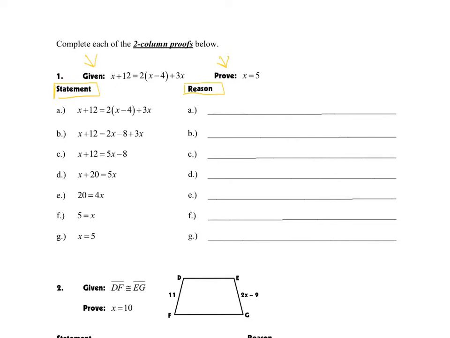So if we look at our first statement here, we can see that that is simply just the given information written down, and that should be our first statement and first reason in any of our two-column proofs. Now we want to look at what has changed from the first statement to the second statement, and we're going to use that as our reason. If you look at what's happened here, this has changed to this because we used the distributive property. So our reason is the distributive property.